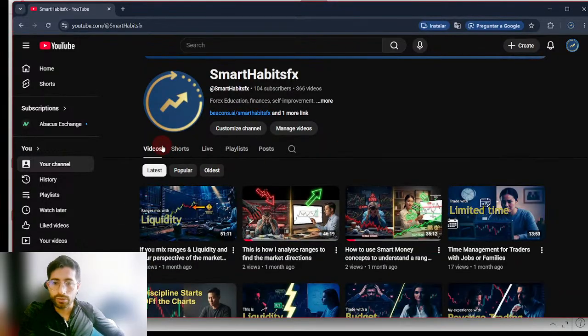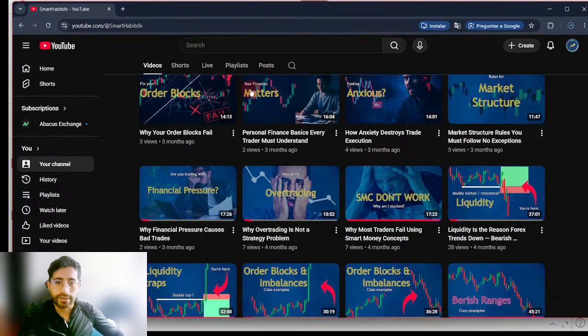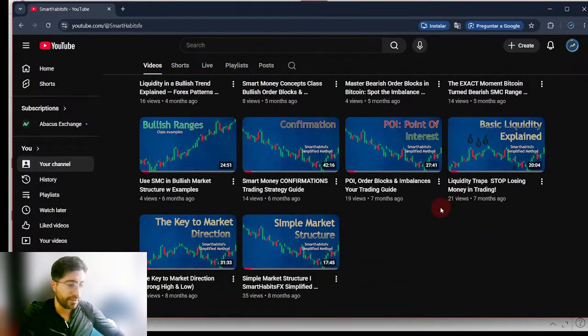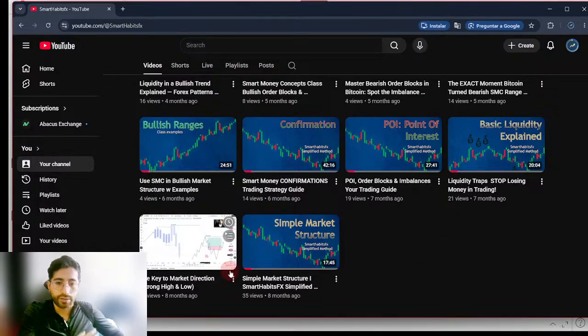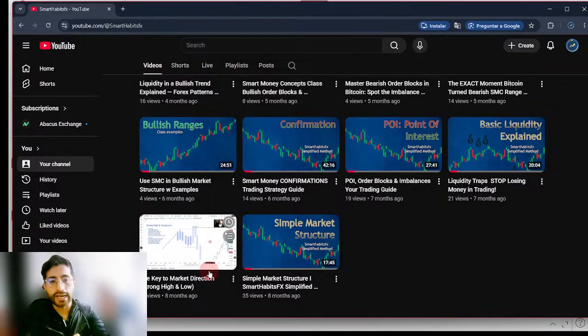So for example, in my YouTube, which is this one, if you go to my videos, the latest ones, the first videos I made in this channel, were made in order to explain the structure. So here I explain the market structure in a very simple way. I explained what a trend line is, for example, and how you spot the beginning of a range. Then I explained something that I call the strong high or strong low, which are the highs and lows that will be respected by the price.